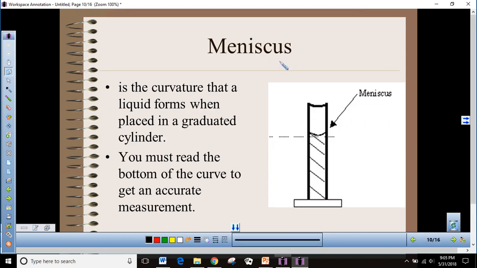Another vocabulary word is a meniscus. Water's especially bad about it: when we put liquid in a graduated cylinder, it does make a curve. The very bottom of the curve is where you want to read, and that's called the meniscus. And you want to get eye level with that meniscus. Different liquids will have different amounts. The graduated cylinder has been calibrated to take into account this little bit that is up there. So you do always want to get eye level and read the meniscus.